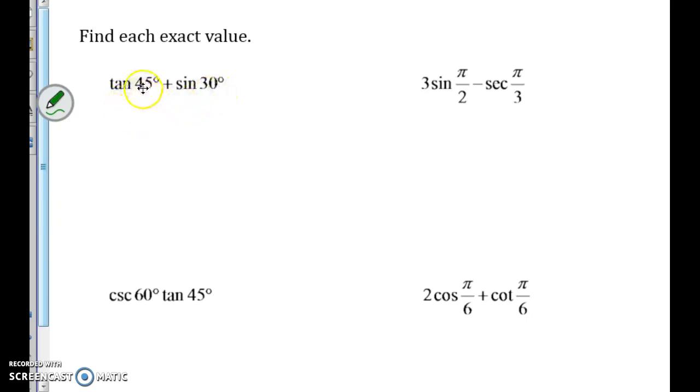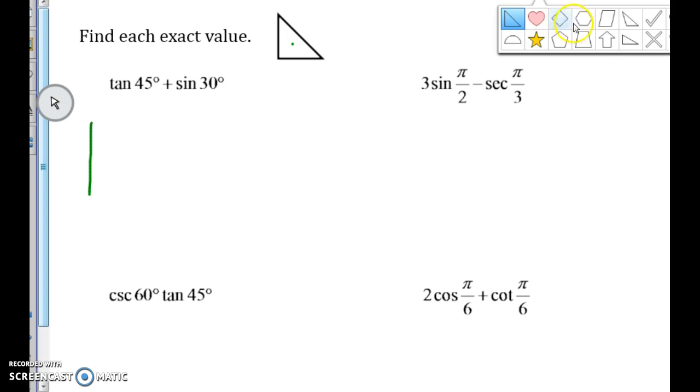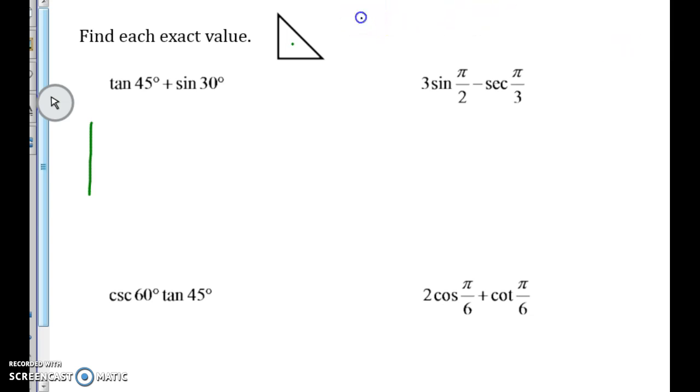Well, these are both special angles. 45 degrees and 30 degrees are both special angles. So to find the tangent of 45, here's what we want to do. We want to draw a 45 degree. Actually, we can do this on top. Let me actually cheat here. I'll get my little triangle tool here. I'm going to draw a little 45, 45, 90 triangle on there, and a little 30, 60, 90 on here, just so that we have this to use as a reference.